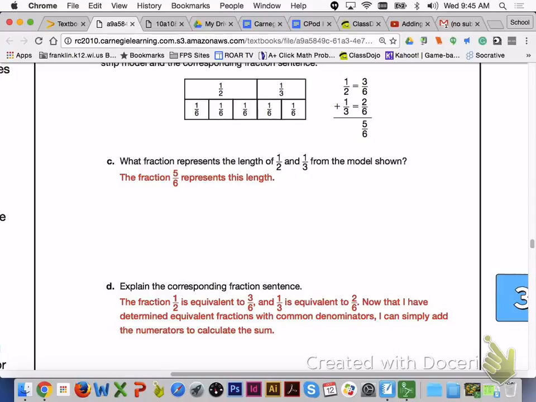For letter C, 5/6 is the fraction that represents this length. And for letter D, 1/2 is equivalent to 3/6. 1/3 is equivalent to 2/6. So now that you have determined the equivalent fractions with common denominators, you can simply add the numerators to calculate the sum.